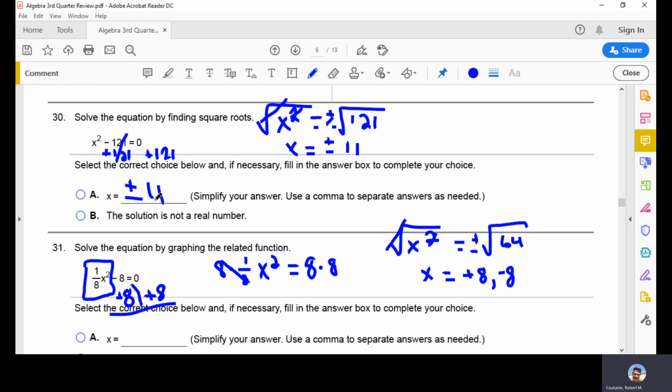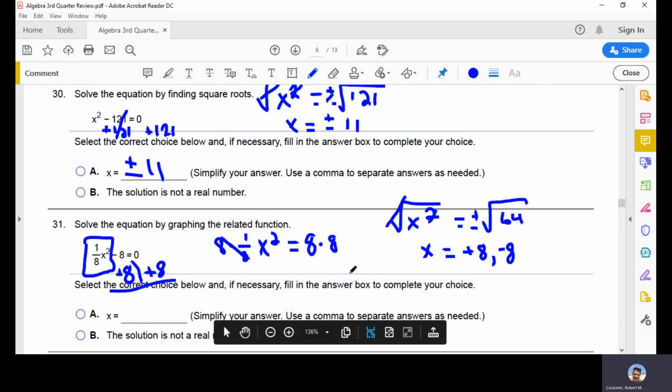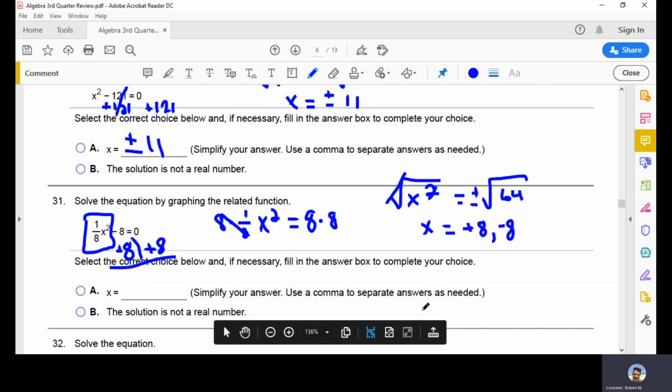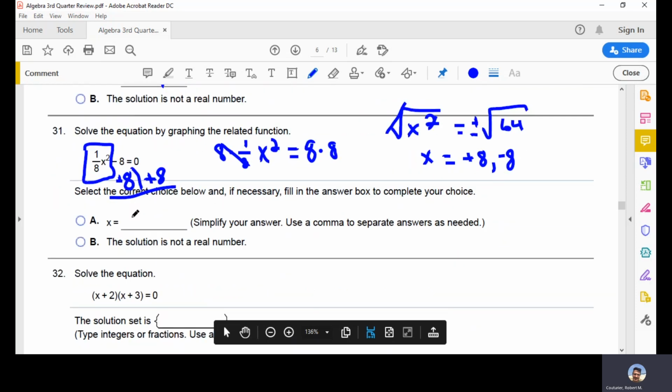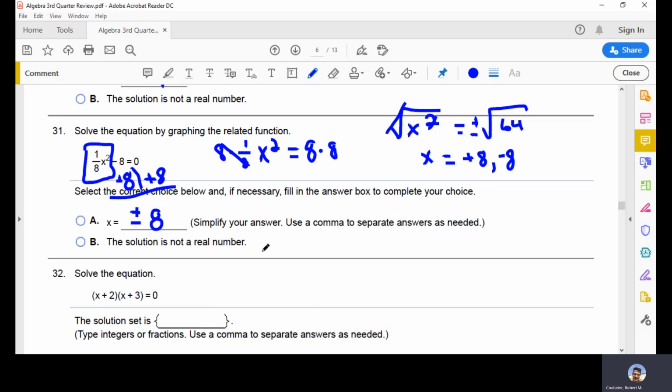You can write plus or minus if you have that button when you go to type it in, or if it says separate your answers with a comma as needed, you could do 8, negative 8. Either way works. This way, or if it has that button in your key of solutions. Okay?